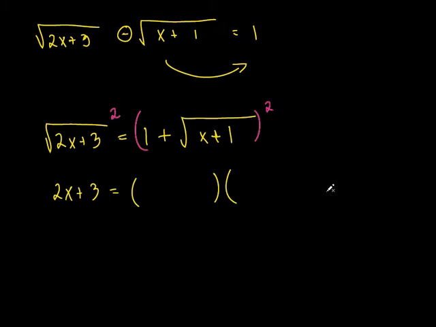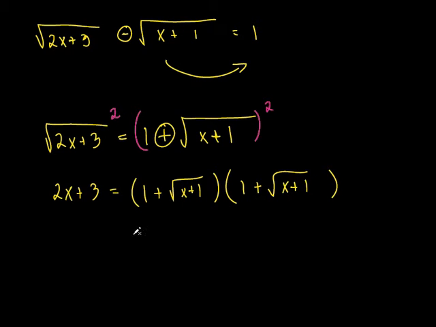But before I FOIL it, let's write it down. Because when I square something with a plus or a minus in between, right, we've done this before, I've talked about that a lot. We have to multiply it by itself. When you square something, you multiply it by itself. So what we have is this: 1 plus the square root of x plus 1, and then another 1 plus the square root of x plus 1. Everybody see that?